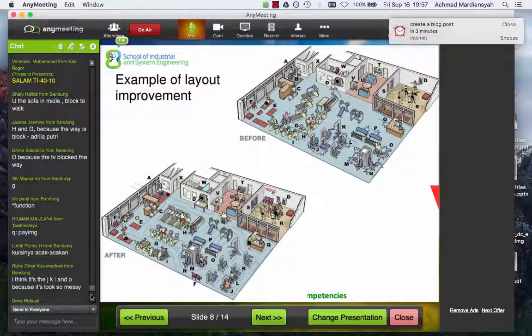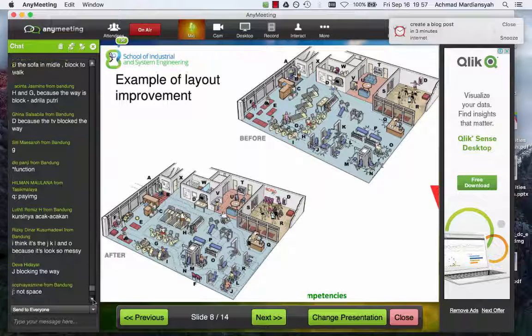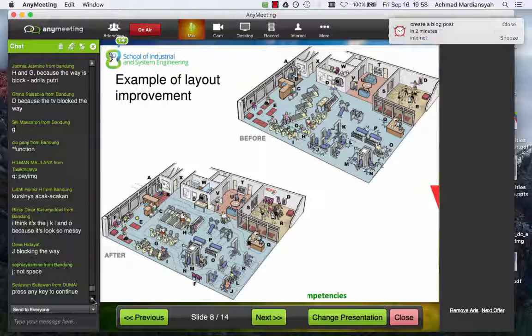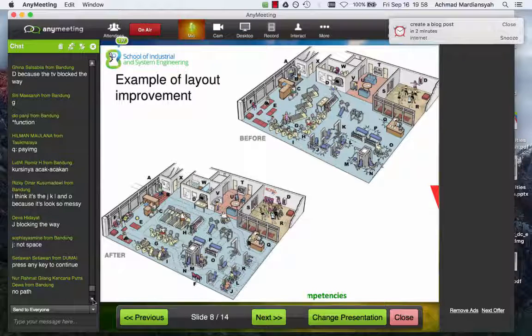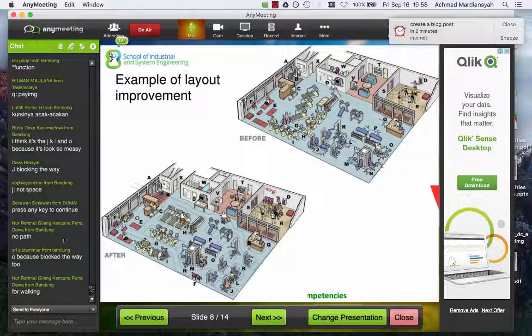J, K, and L. Okay, so messy. What do you mean messy? So be careful when you type here. Messy is very subjective. According to you, it's messy. According to others, maybe not messy. J is blocking the way. It's very short. We don't have enough space for movement.